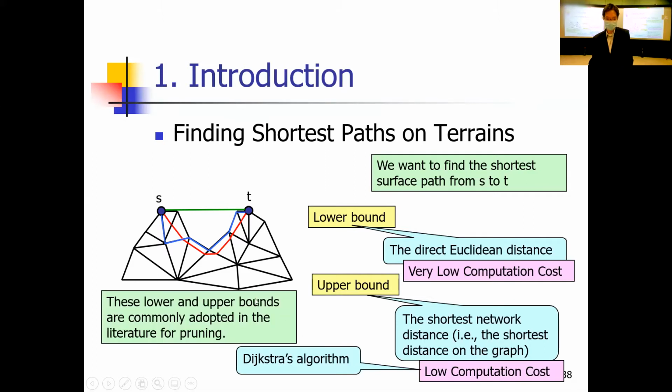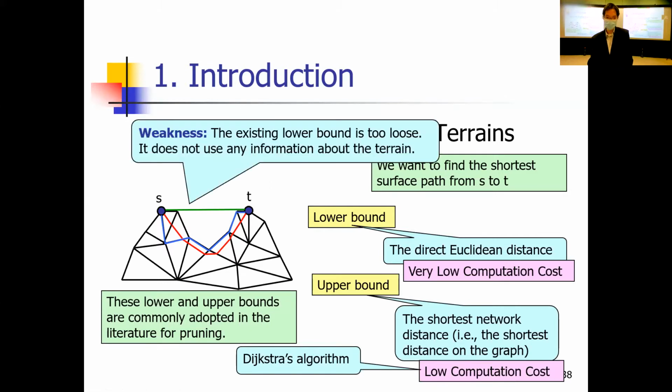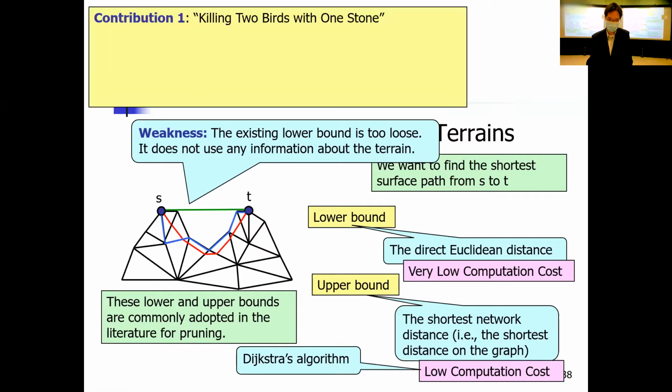And this lower and upper bound are commonly used in the literature for pruning, okay, which can speed up the algorithm. However, the weakness I want to highlight is that the existing lower bound is too loose. It does not use any information about the terrain. You can see that the red color and the blue color one used the terrain structure. However, the green color one, the lower bound, didn't use any information about the terrain. This is the weakness of the existing algorithm.